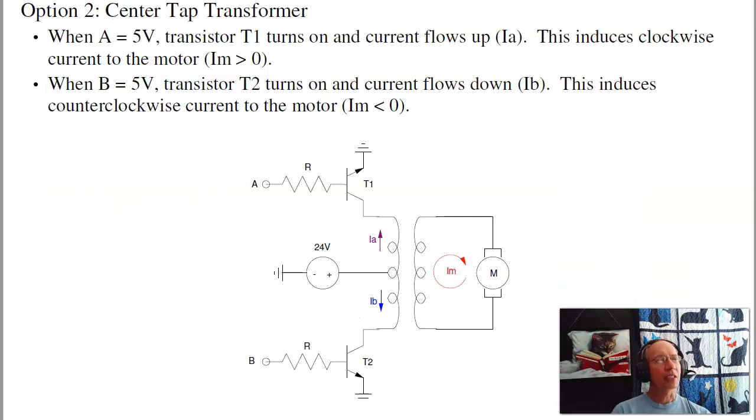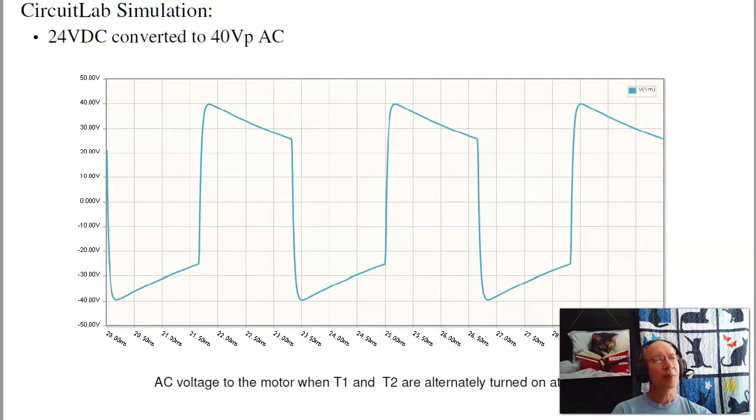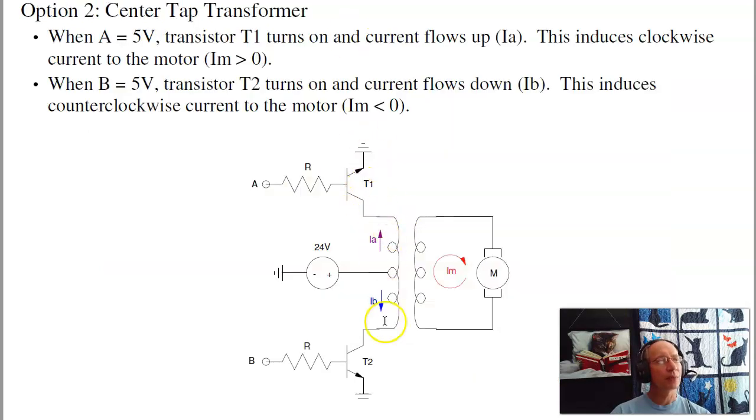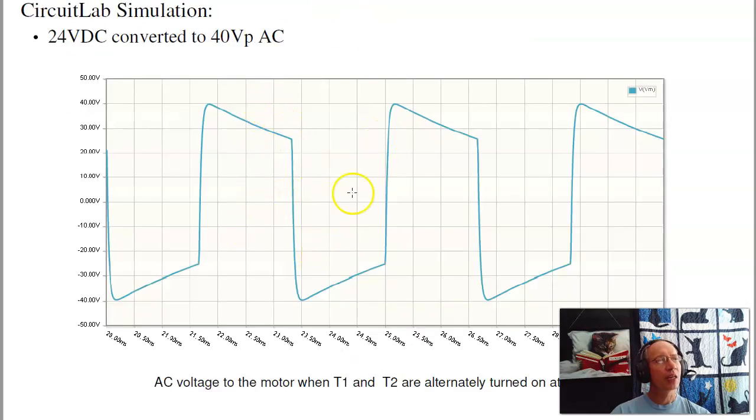Another way to do that is if I have a transformer with a center tap, I apply power to the center tap, then each of the wings, I can either tie T1 to ground, in which case current goes up, inducing positive current to the motor, or I can turn on T2. Current goes down and produces negative current to the motor. Keep switching between T1 and T2, I can make the current go forward and back, get an AC signal with the motor, and likewise drive an AC motor. And if you simulate that in CircuitLab, this is what you get. If I just alternate the T1 and T2 turning on, I get a square wave out, or something kind of like a square wave. That's my AC signal driving the motor.